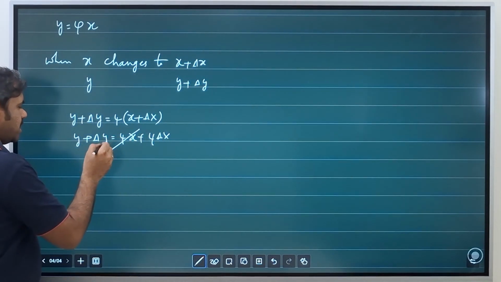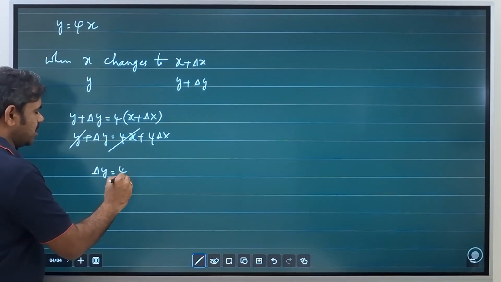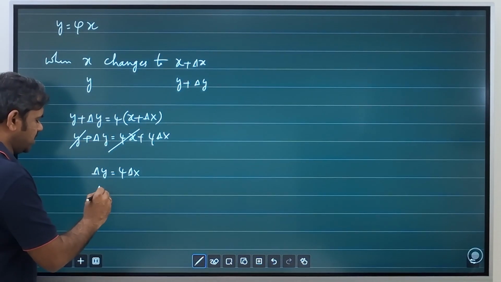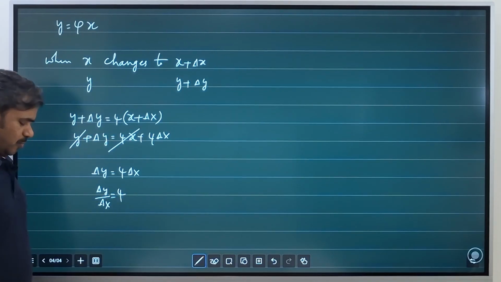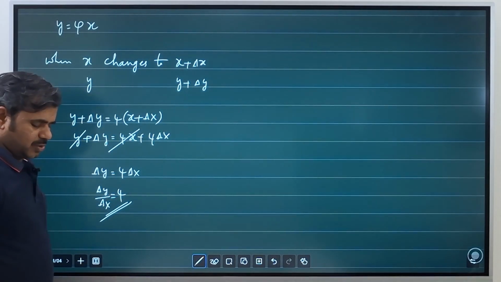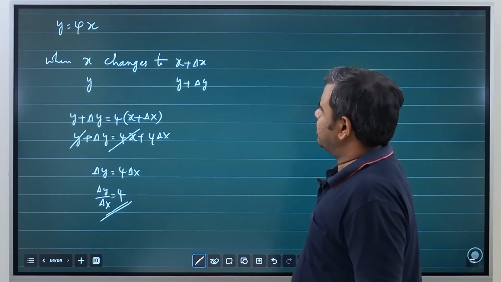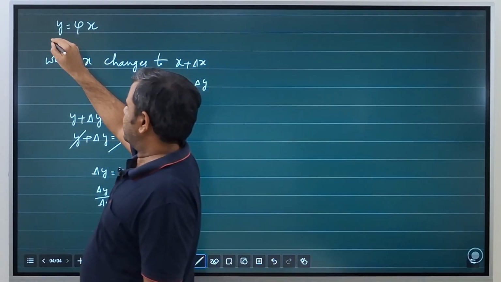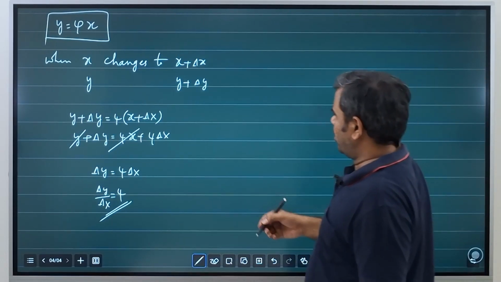Okay, 4x and y get cancelled. You will get delta y is equal to 4 delta x. Take delta x to the left hand side of the equation, you will get delta y by delta x is equal to 4. Okay, so this way also you can find the rate of change in y with respect to x. This is one of the simplest functions that we can take to find the rate of change. I'll take one more.